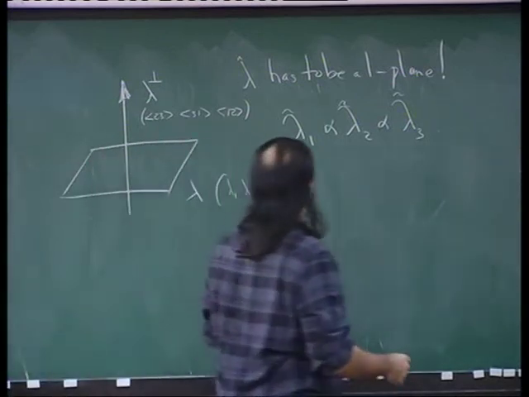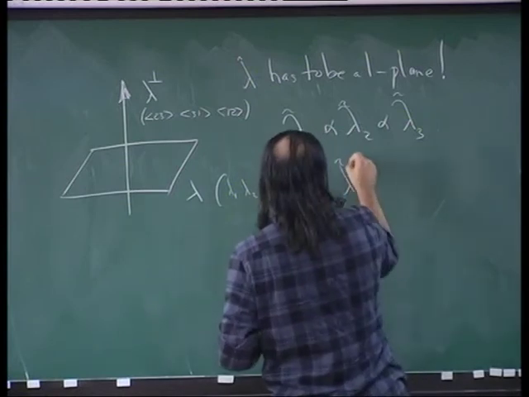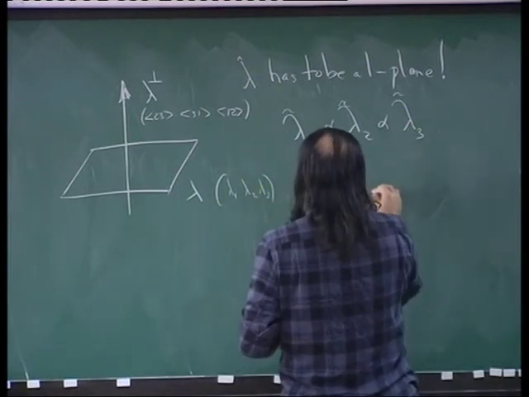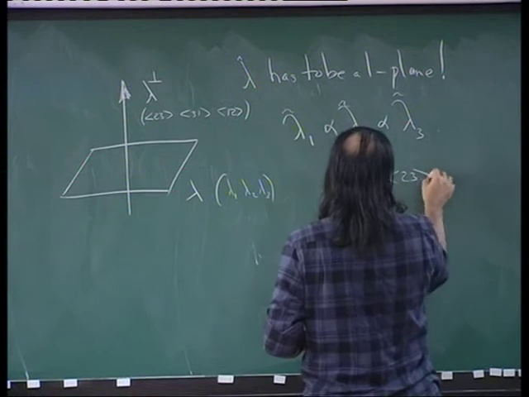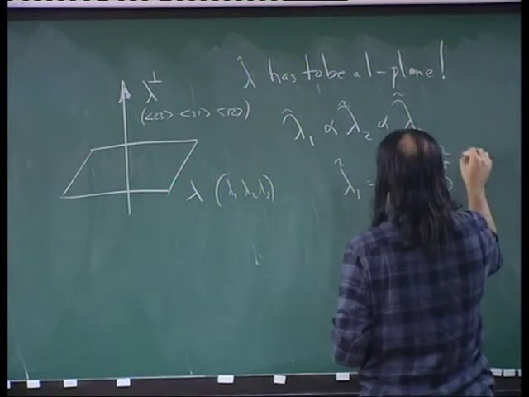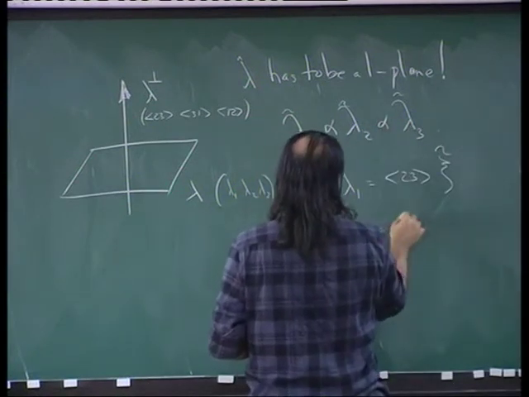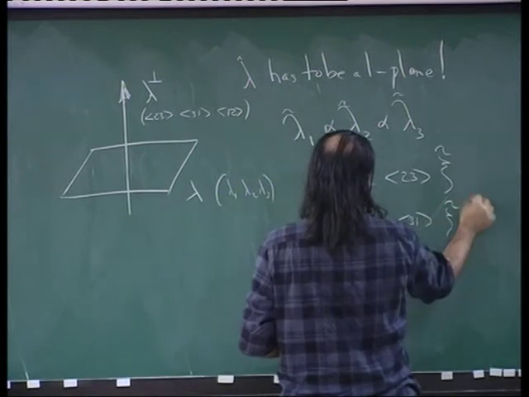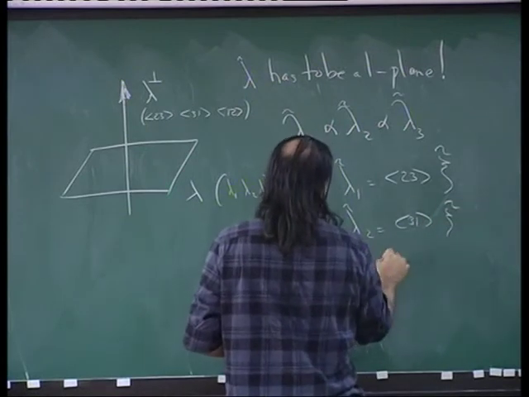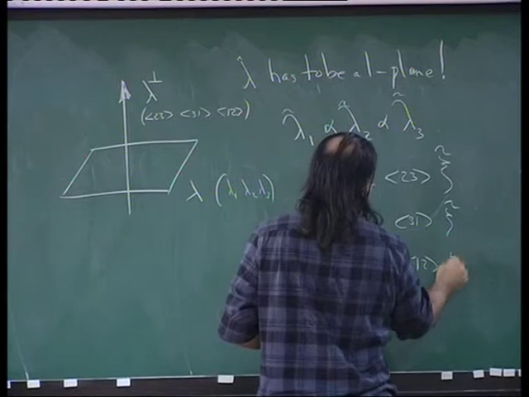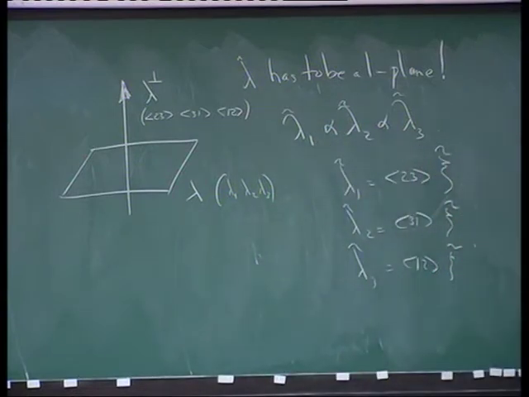And what that tells us is that lambda tilde 1 should be angle bracket 2 3 times some common zeta tilde. Lambda tilde 2 should be 3 1 times some common zeta tilde. Lambda tilde 3 should be 1 2 times some common zeta tilde. They all have to be proportional to each other with those constants of proportionality in order for them to be orthogonal.